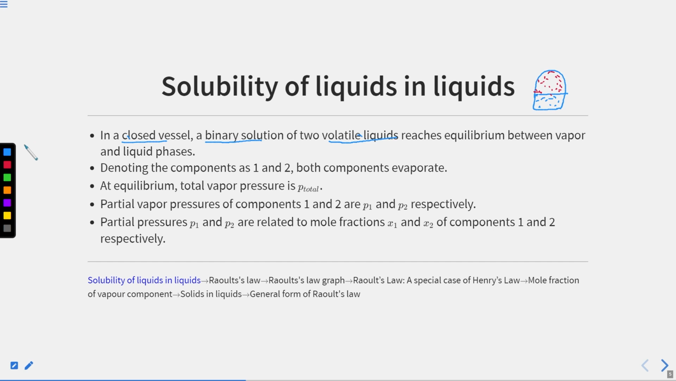Now if we denote both of these components by 1 and 2, we are saying we have two components, of which one has the number 1 and the other has the number 2.